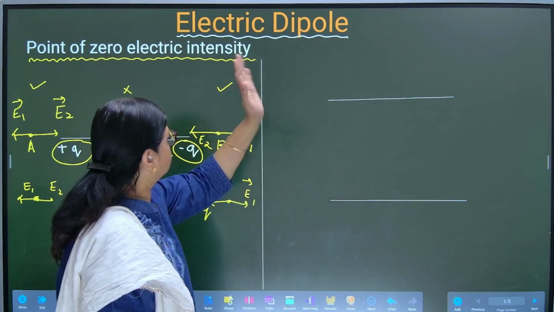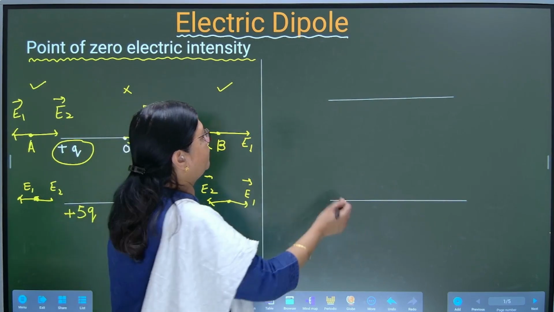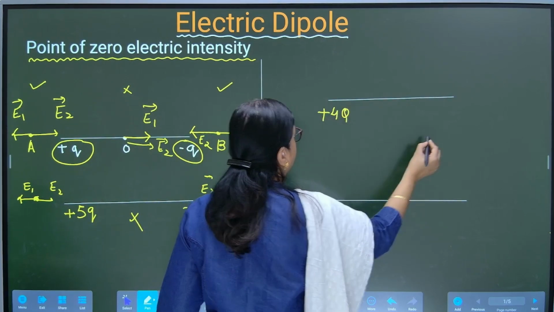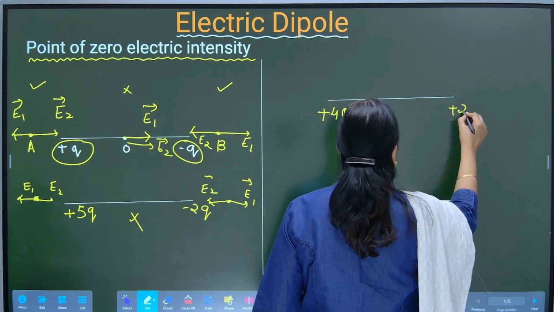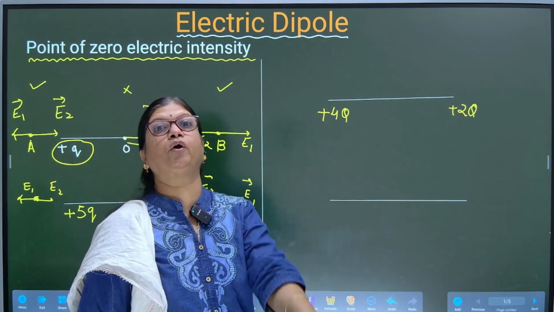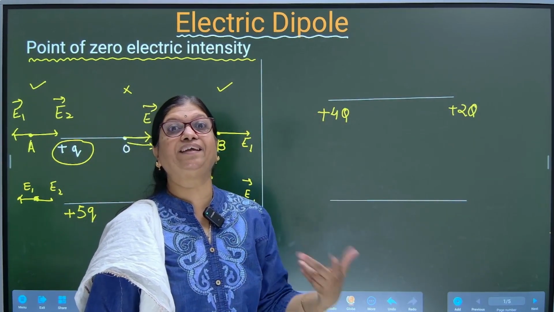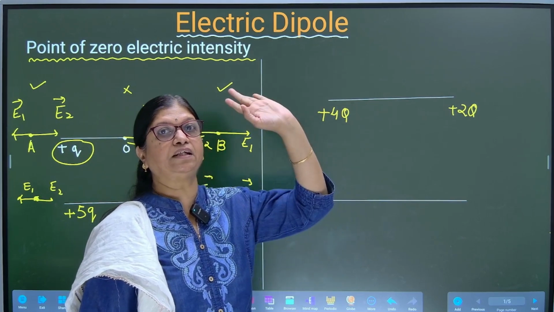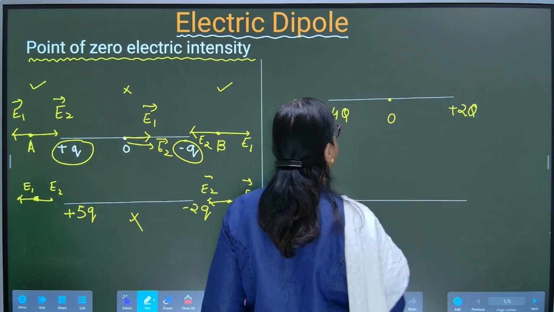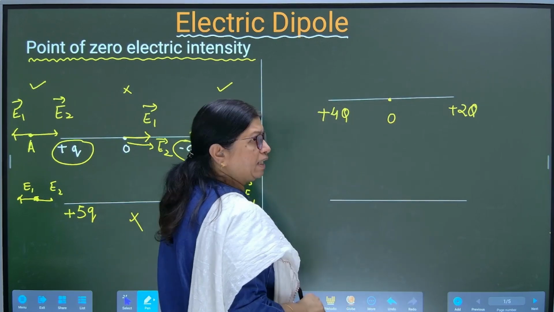Understood? So now let us go to the next combination, where I will take one as 4Q and another as 2Q. Both are positive. What am I searching for? I am searching for a point where I will get electric field intensity zero. So let us start here, again following the same rule of finding the direction of the electric field.